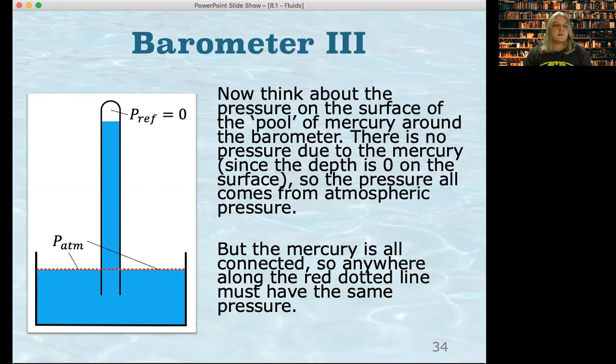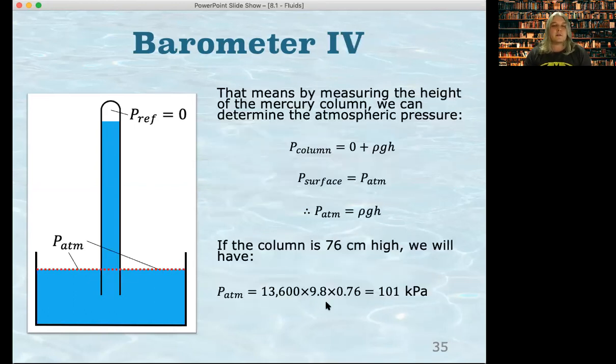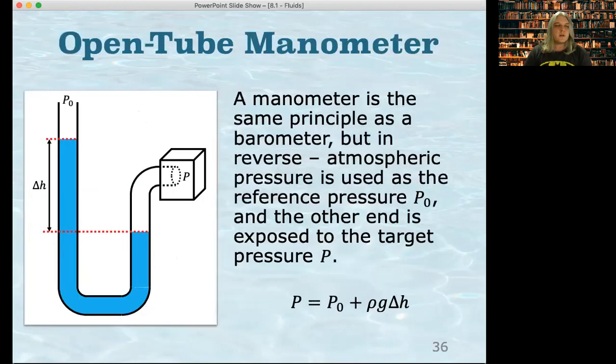Right, so as I've said, the red line shows our balanced pressure, and that tells us that based on the height, if this was 76 centimeters tall, the atmospheric pressure would be 101 kilopascal. So by measuring the height of this column, you can determine what the atmospheric pressure actually is, which is very useful. An open tube manometer is exactly the same idea, but instead of having 0 as our reference pressure, we now have some pressure we want to measure, and we use atmospheric pressure to determine it. So it's the same reasoning, the same calculation.